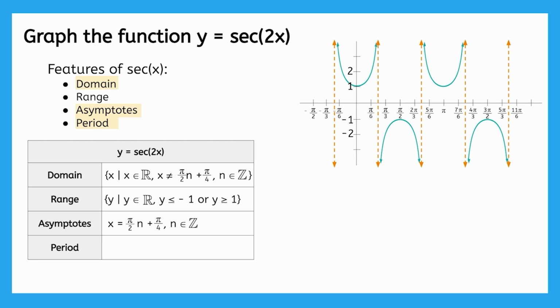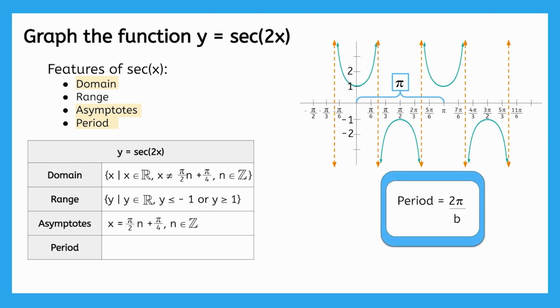Finally, I can use the graph to see that one complete cycle of this function is completed in a length of pi, or I can use the formula 2 pi over b to calculate the period, which is pi.